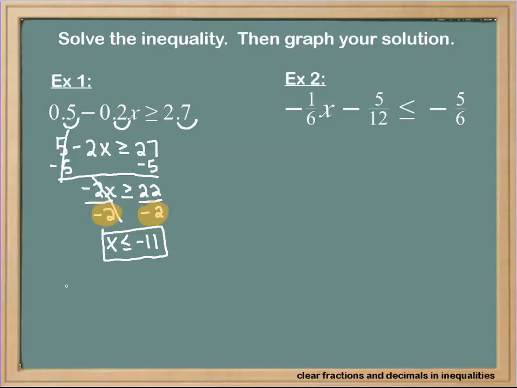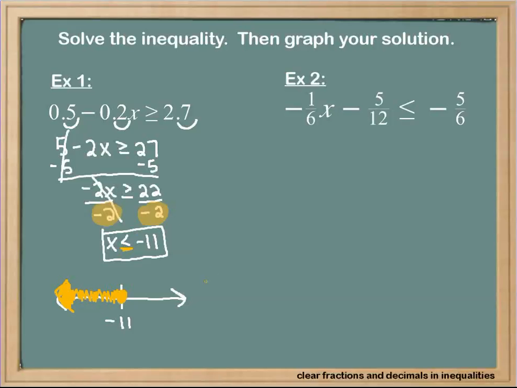Now I'm going to go ahead and graph it. Remember, I put my tick mark, I put the number under it. It's going to have a closed circle. The reason it's closed is because of the equal to under it. And then for shading, I look at the direction of the arrow. The arrow is pointing to the left. My solution is anything less than or equal to negative 11. So everything from negative 11 all the way to negative infinity is the solution.